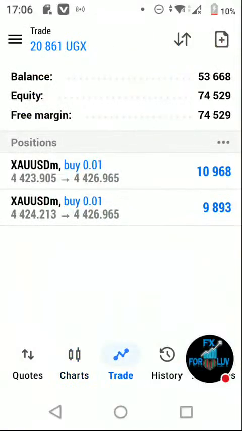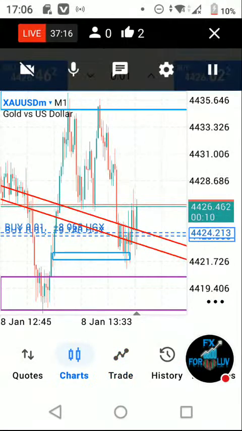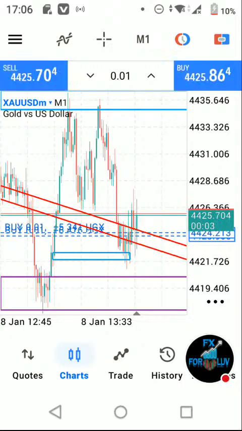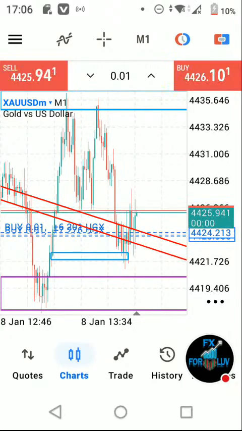So I'm running almost 20 bands. I ran literally 20 bands. So if I run 20, I'm going to take away like 10K profits on a trade.